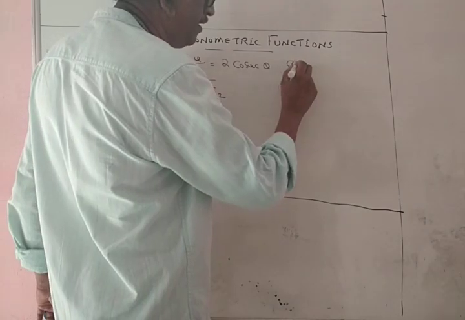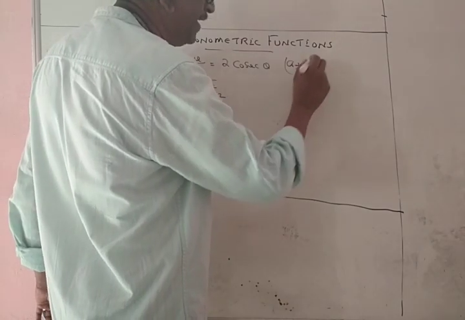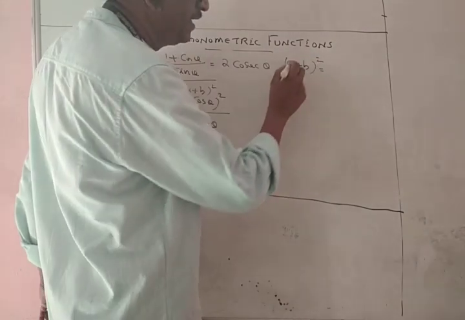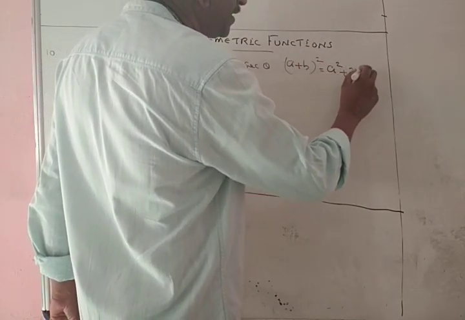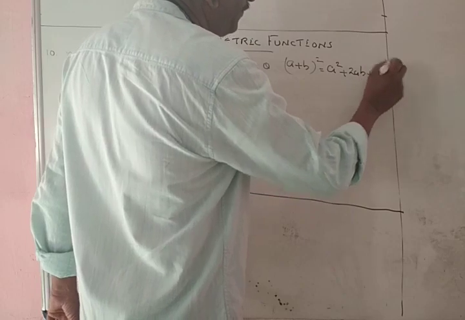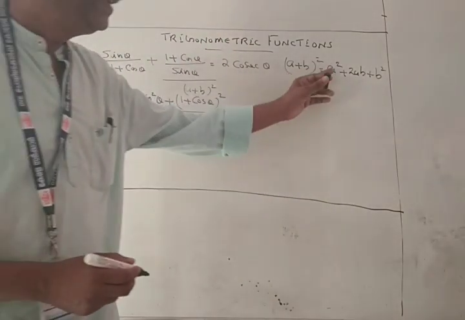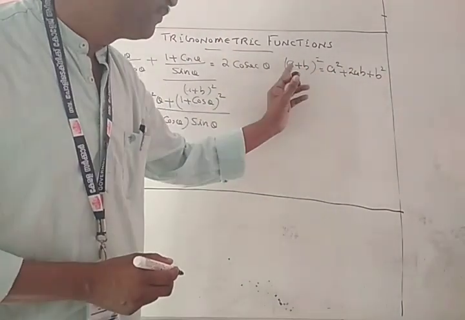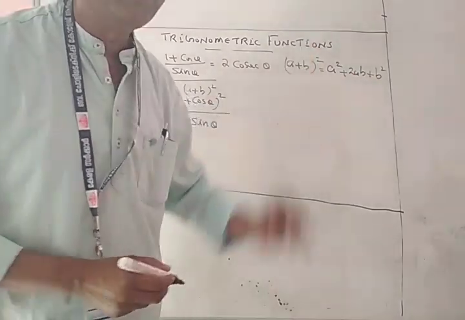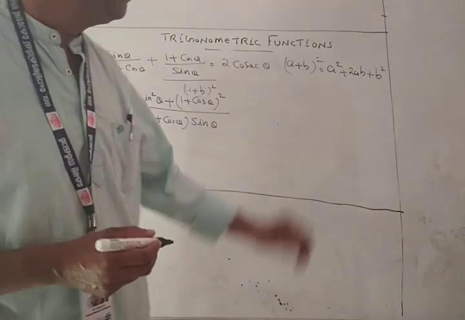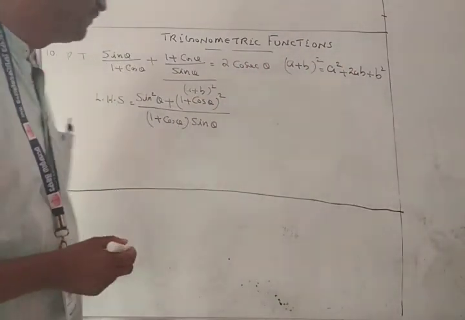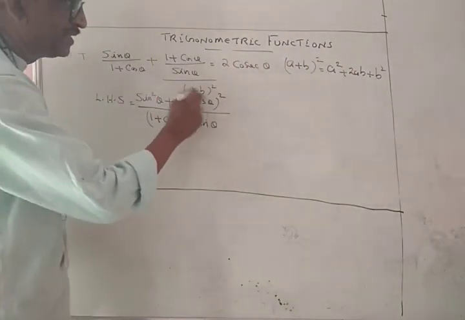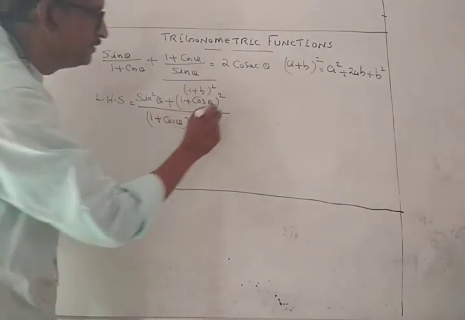This is again one algebraic identity. Answer is A plus B the whole square is A squared plus 2AB plus B squared. Square of the first term plus twice the product of the two terms and the square of the second term. A squared plus 2AB plus B squared. It's an important algebraic identity. Now apply that identity here.